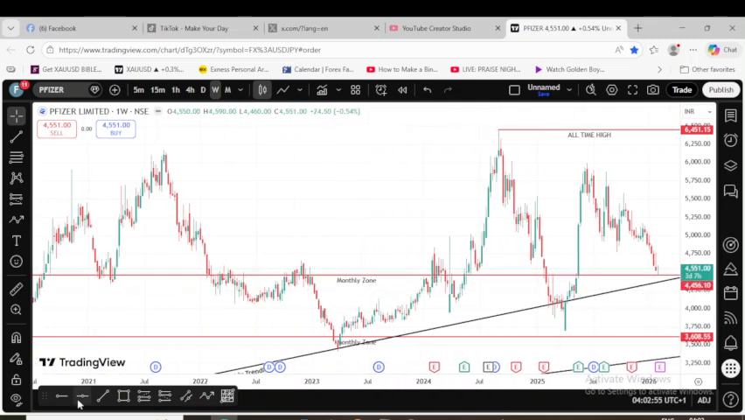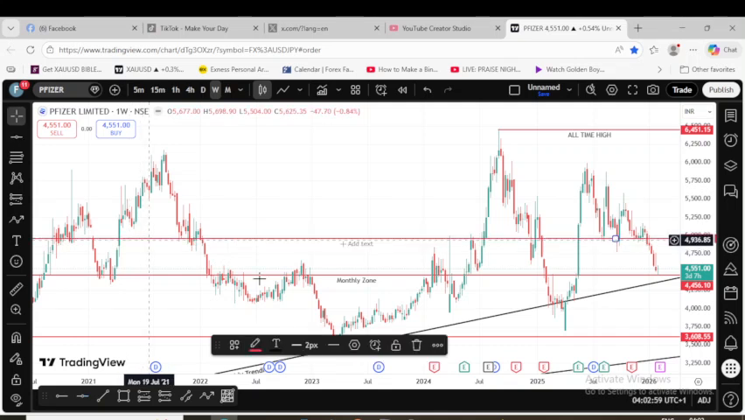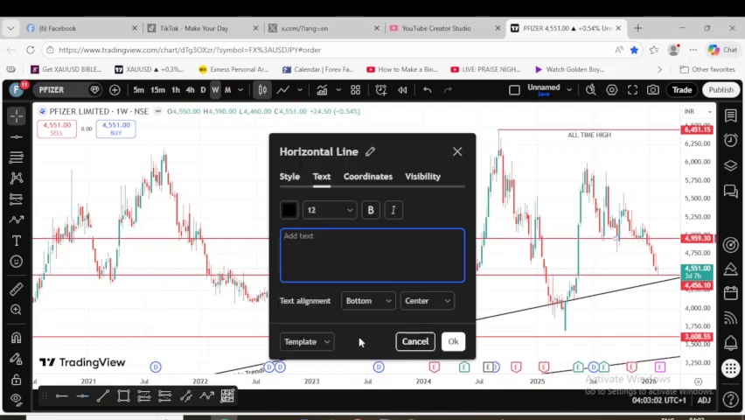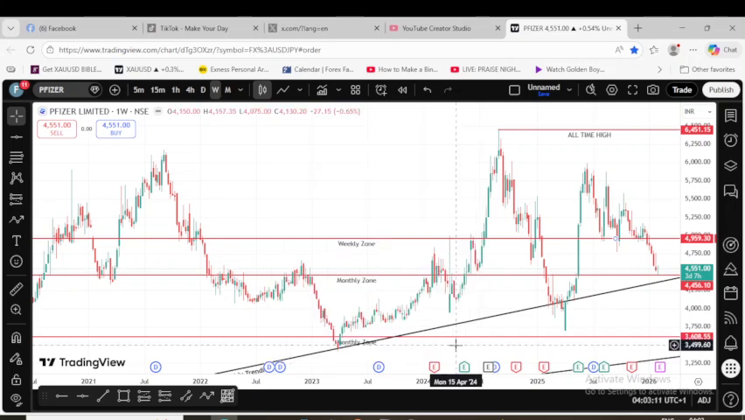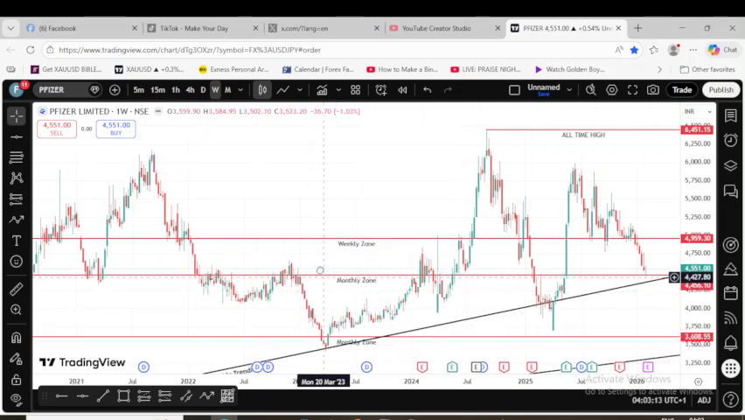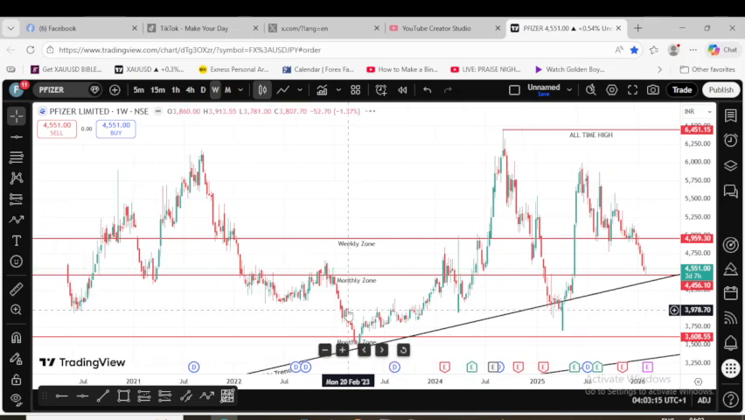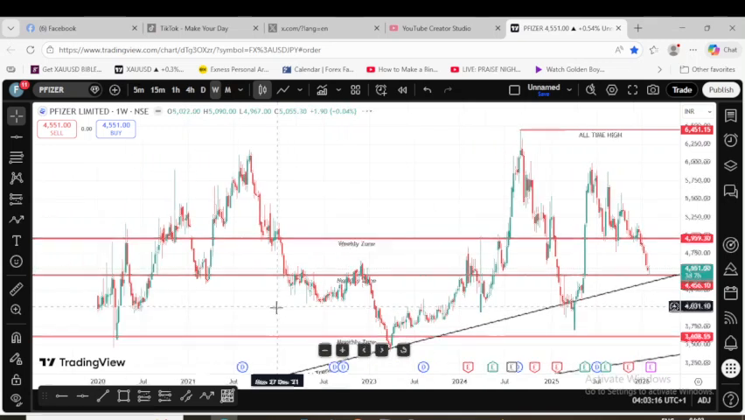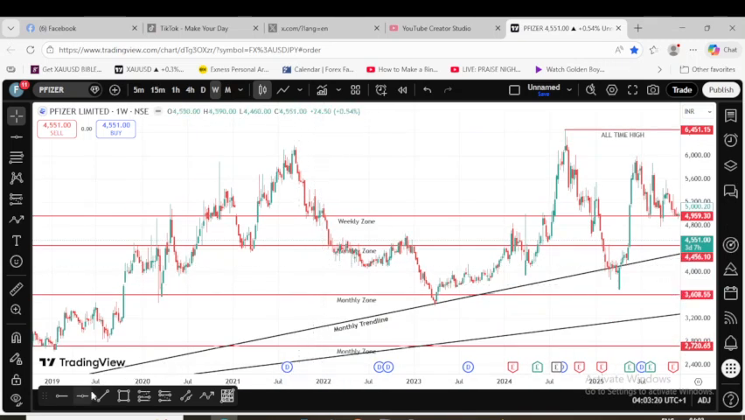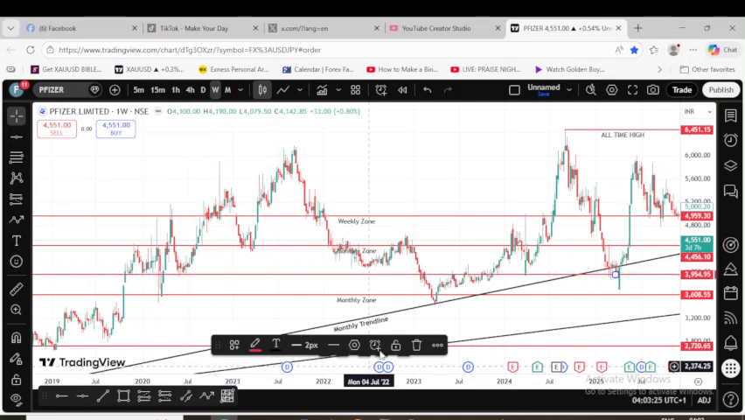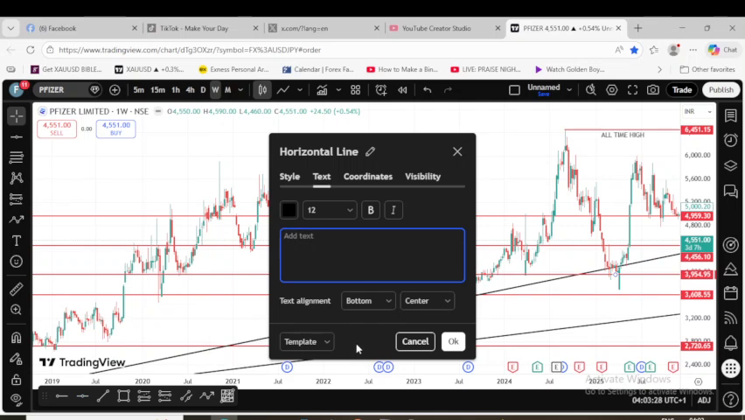Let's identify our zones. We have a weekly zone here. Let's identify our zones and our potential trend line. So here it's not a trend line, it's a weekly zone. We have a weekly zone here. We have another one here. We have another one here. Here's another weekly zone.